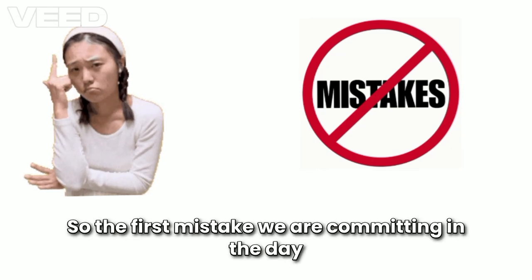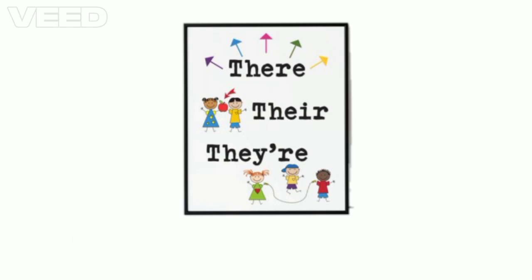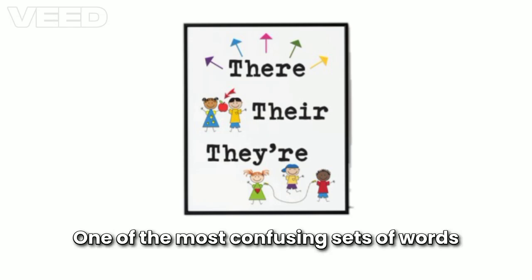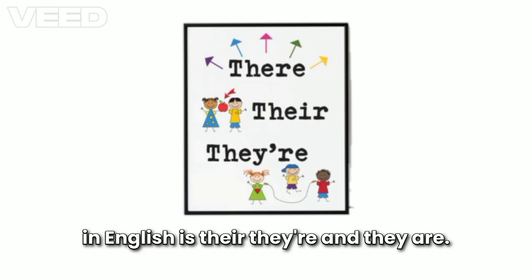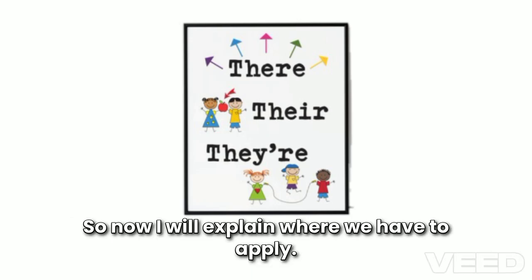So the first mistake we commit in day-to-day life is there, their and they're. One of the most confusing sets of words in English is there, their and they're. They sound the same but their meanings are different. So now I will explain where we have to apply them.